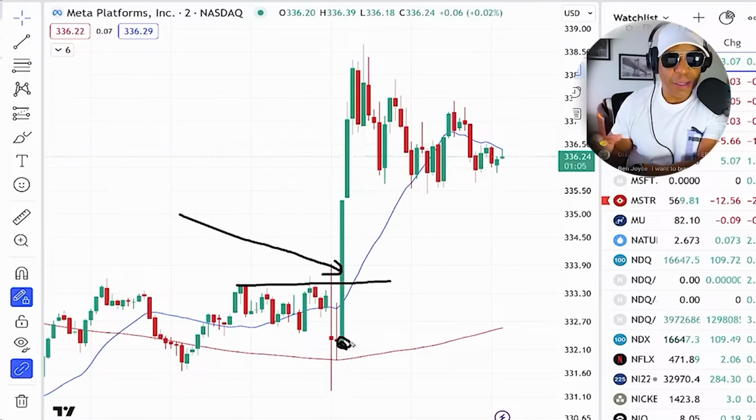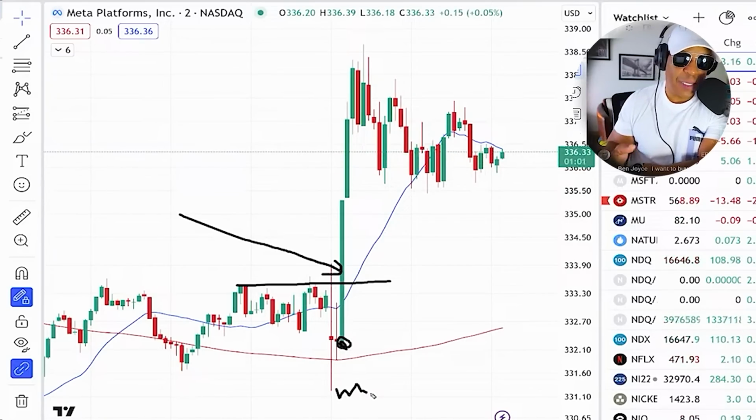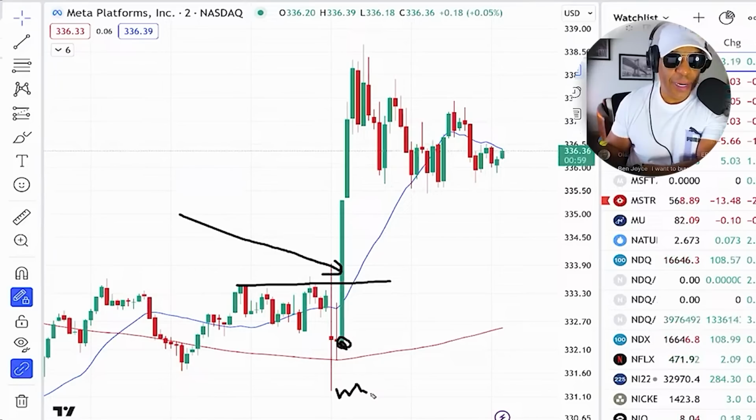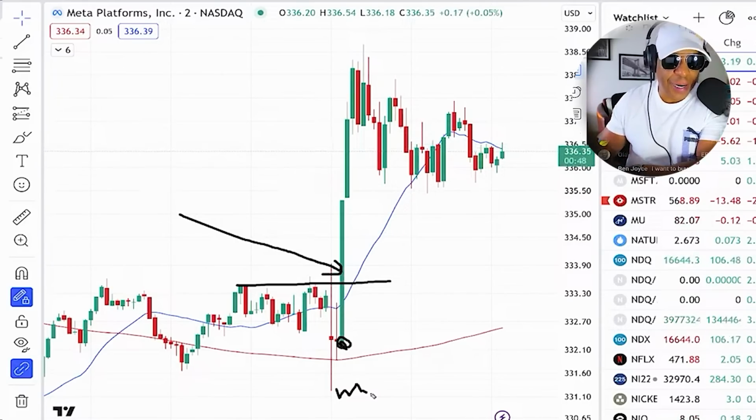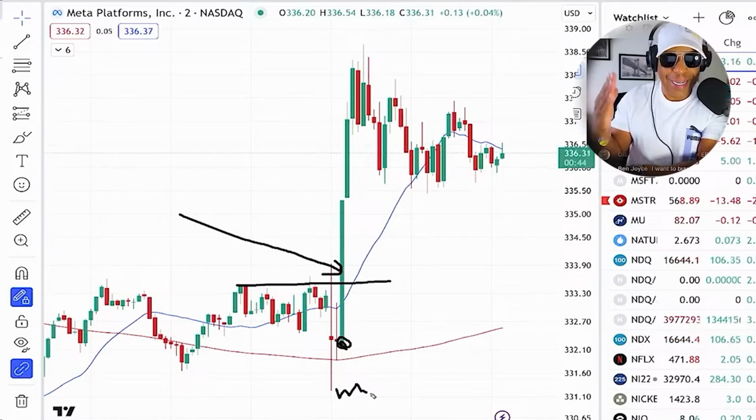Whatever your maximum loss per trade is, that's where you want your stop. So if your maximum loss is $100 per trade, then your stop is $100 down. If your maximum loss per trade is $65, then your stop out point is $65 down from your entry price.